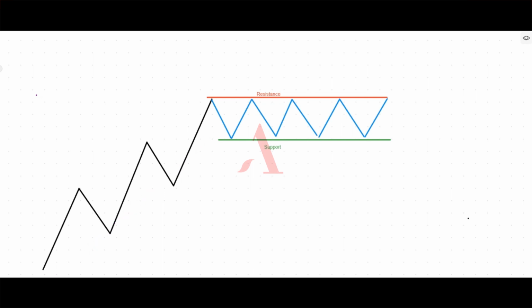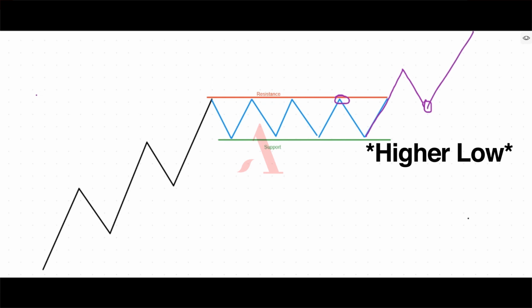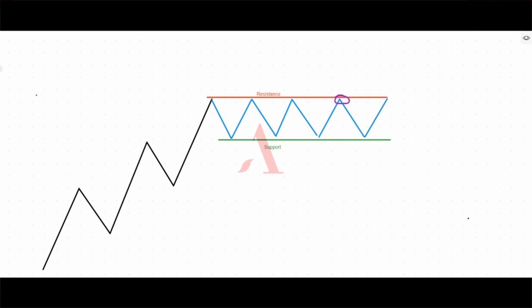So let's say that price decides to break this high and create a lower high. That would mean the continuation of the previous trend. However, if price decides to break this low and create a lower high, that would mean the start of a new trend, which is a downtrend.